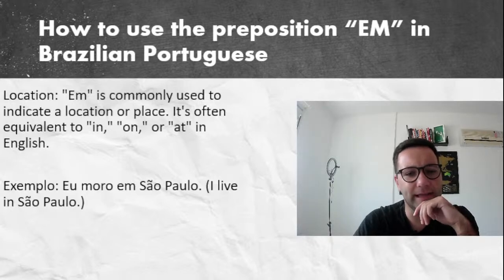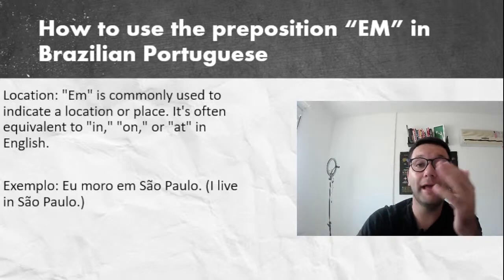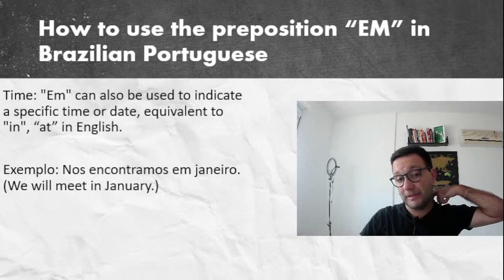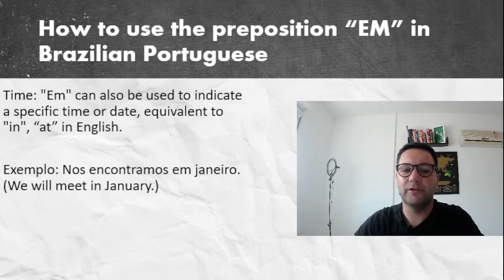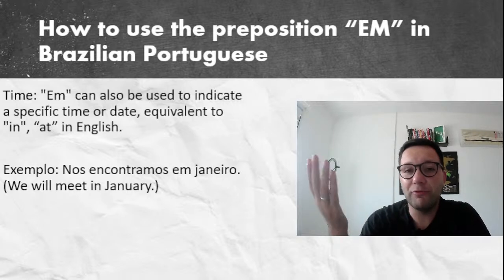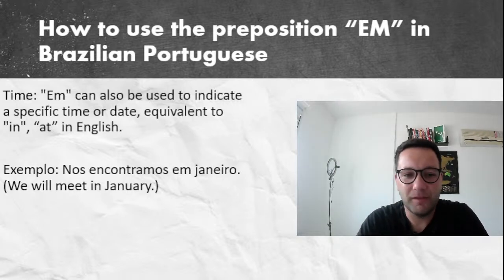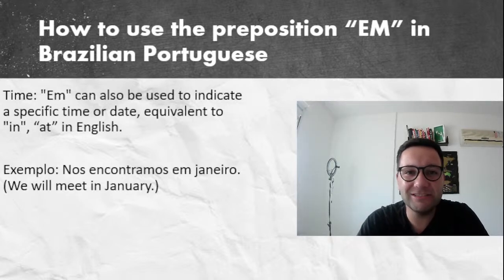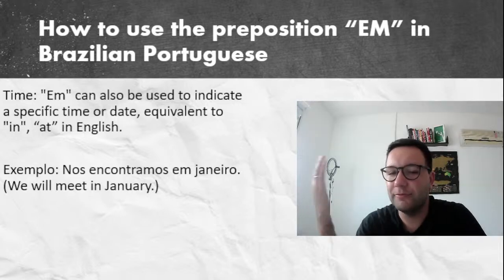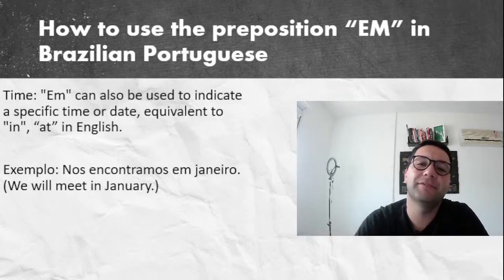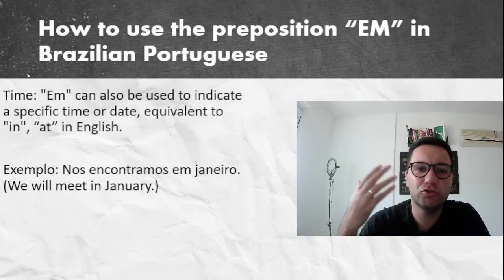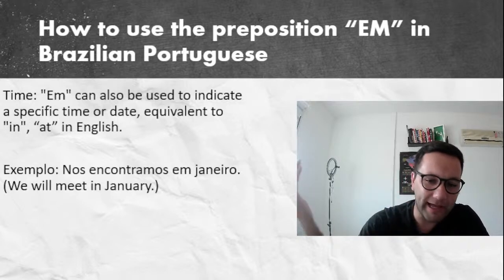But we use it for location. Eu moro em São Paulo. Eu estou em Florianópolis. I am in Florianópolis. Also, we use this for time, it can indicate in or at. For example, I'm recording this lesson in December. So, nos encontramos em janeiro. We will meet in January. Em fevereiro, o carnaval é em fevereiro. A minha viagem é em julho. My trip is in July, for example.